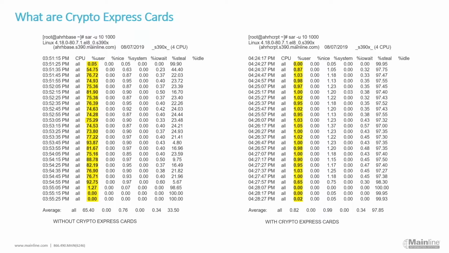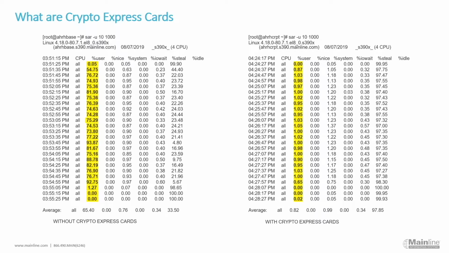If you look on the left, you'll see this test that was run with a Linux guest that did not have Crypto Express cards available to it. Quite a significant amount of CPU is being used, and that was being used strictly for the encryption and decryption. And so any other work on that Linux guest, for that matter on the VM system or anything that was sharing those IFLs, is competing with that.